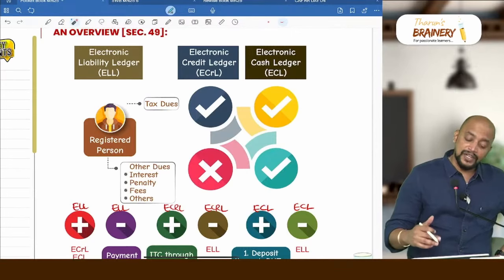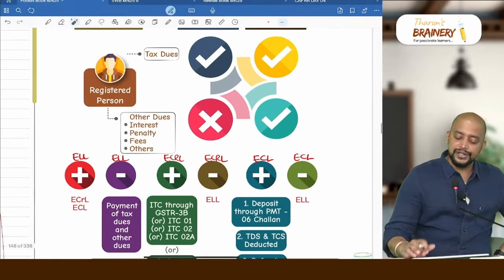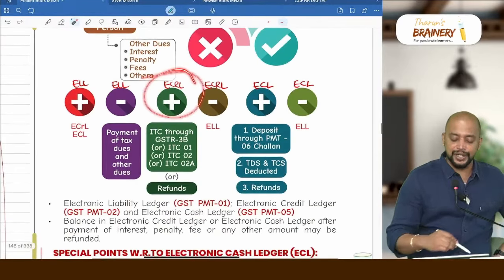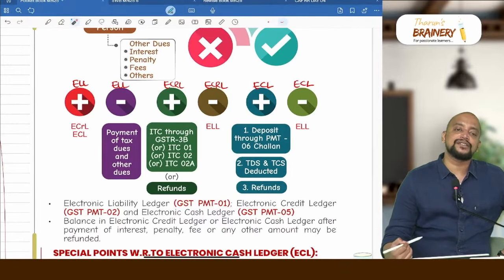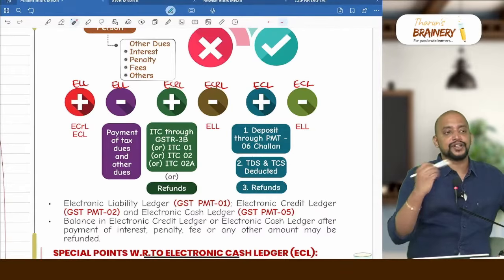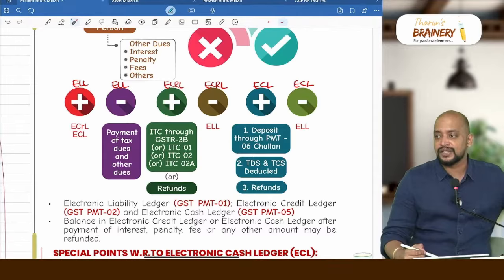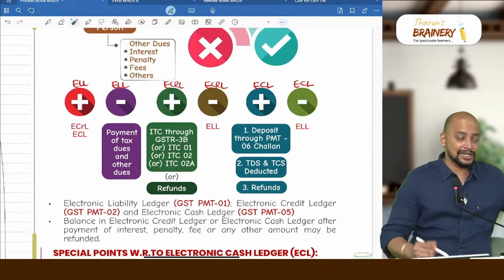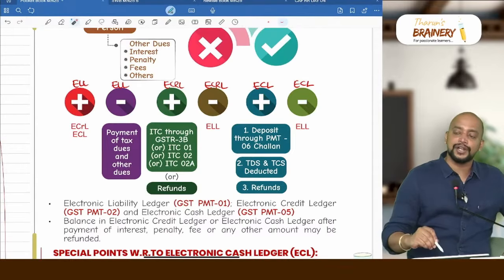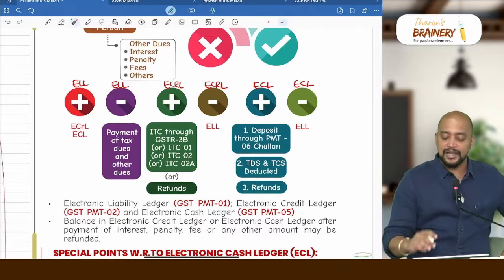And what will be the inflow into the credit ledger? Whenever you avail ITC through GSTR 3B, or whenever you file ITC 1 for availment of ITC on closing stock, or ITC 2 for transfer of ITC on account of transfer of business, or ITC 2A, where a single registration is split into multiple registrations. These are the inflows into the credit ledger, which will be used for payment of the liability ledger.